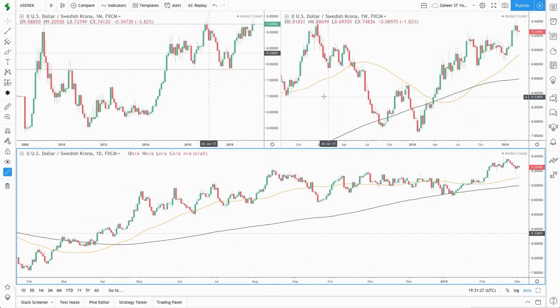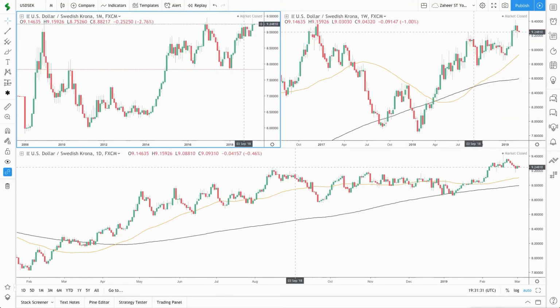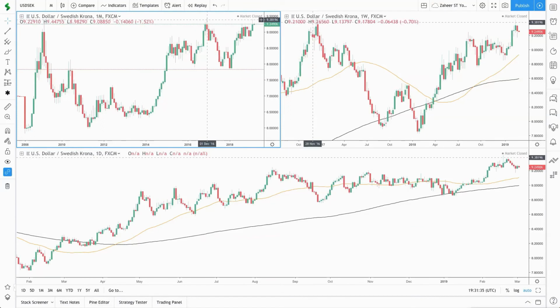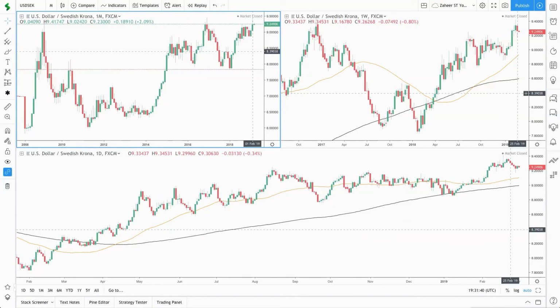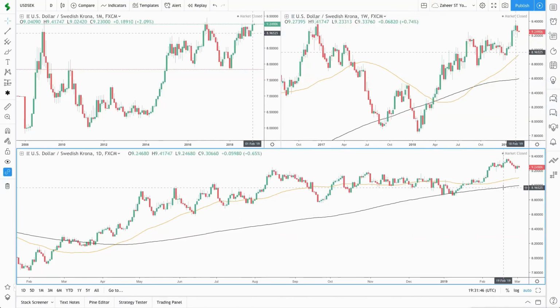Final chart we'll look at is the US dollar Swedish krona. We can see that price is in this bullish trend, struggling to convincingly break through the high of 2018, but ultimately we want to see the high of 2016 cleared before we start looking for long trades. On the weekly time frame, we can see price above the 200 and the 50 moving averages. Nice trend in progress. And on the daily time frame, above the 50 and the 200 moving averages as well.